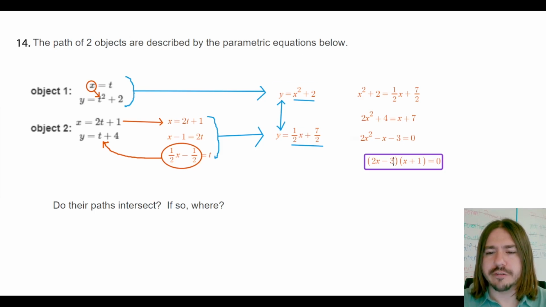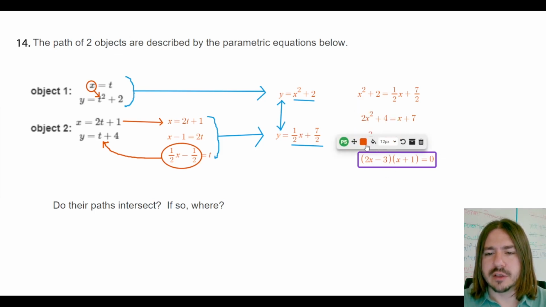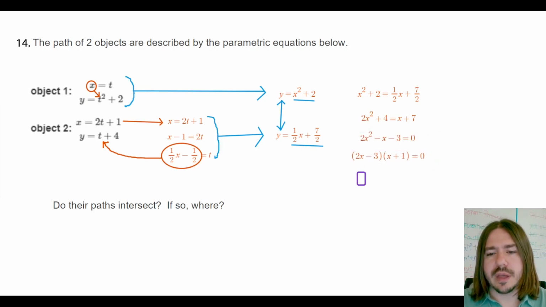To check to see if it works, we need to multiply 2x by 1 and then -3 by x. And if those add up to -x, then we're good. So this would be 2x minus 3x, which is -1x. So these are my two factors. Once I get the two factors, I'm going to set each one equal to 0 and solve them individually. So either 2x minus 3 is going to equal 0 or x plus 1 is going to equal 0.